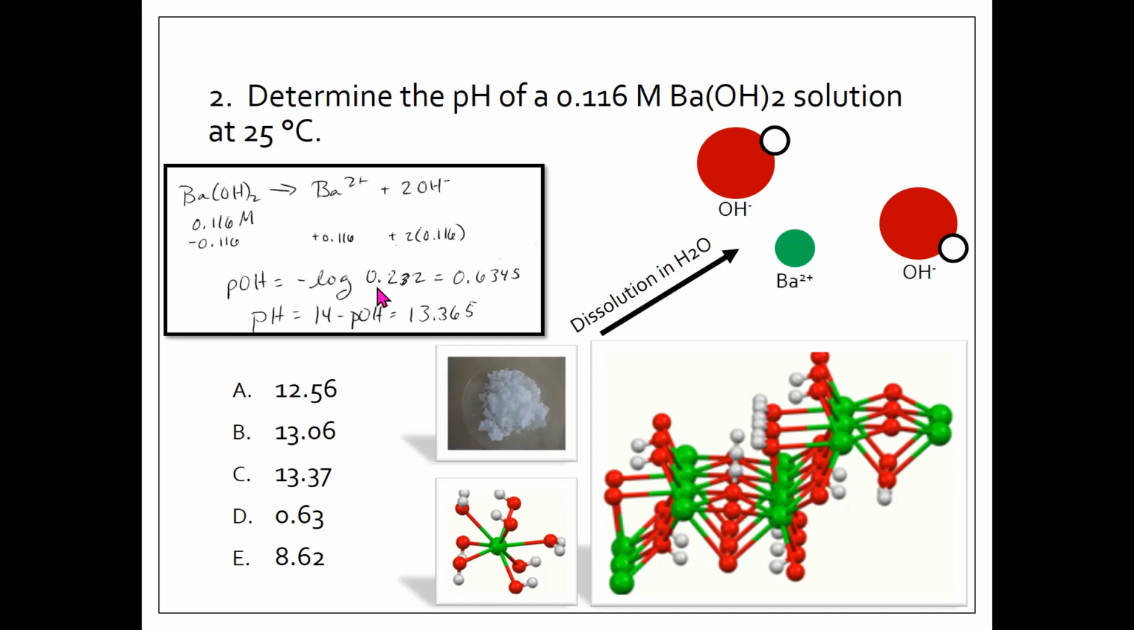If we take the negative log of that, that gives us the pOH. And if we put that on a calculator, it's 0.63. And if we want the pH, it's 14 minus the pOH, and that's how we're getting 13.365. So we're getting C for the answer there.